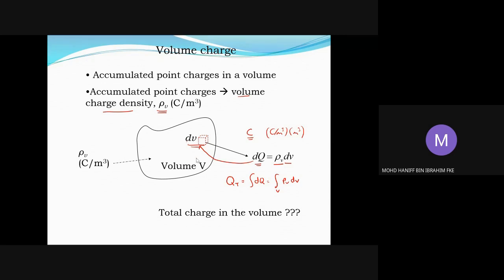So up to now we have understood that the electric field intensity, the E field, can be induced by four types of charge distribution or charge structure: the point charge, the line charge, the surface charge, and the volume charge. These are the four charge structures in general that can induce the electric field intensity.